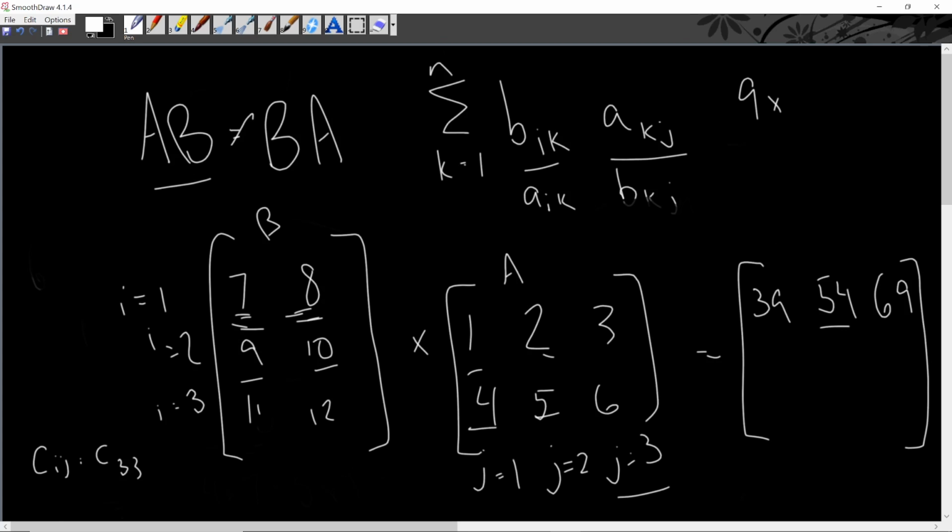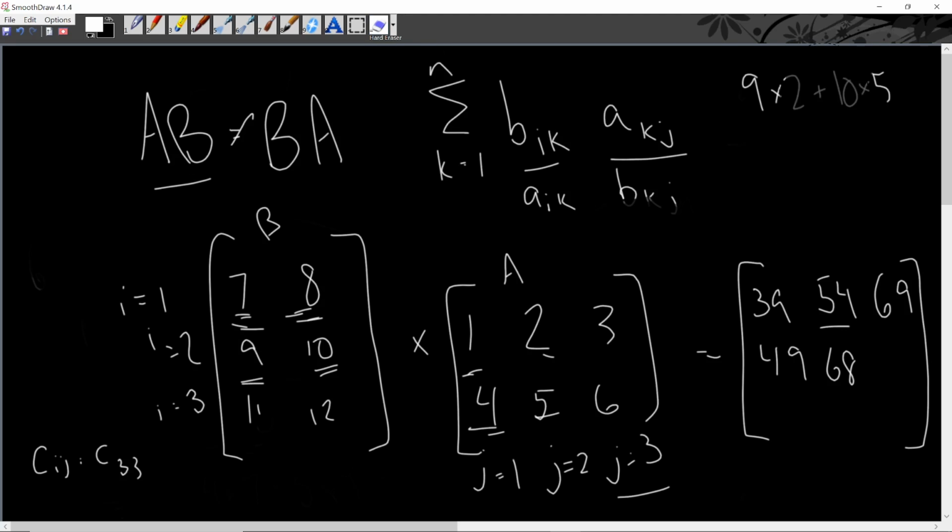So we're going to have to do the ith row where I equals 2. So it starts at 9, goes to 10, and the jth column of 1. So 9 times 1 plus 10 times 4. This is 9 plus 40, 49. And then we have the ith row of 2 again, and the jth column of 2. So 9 times 2 plus 10 times 5. That's going to be 18 plus 50, 68.